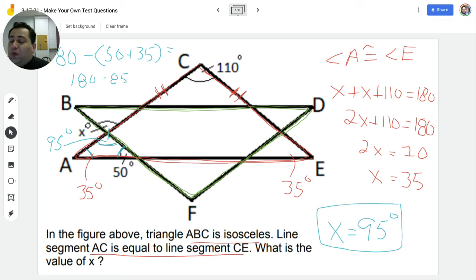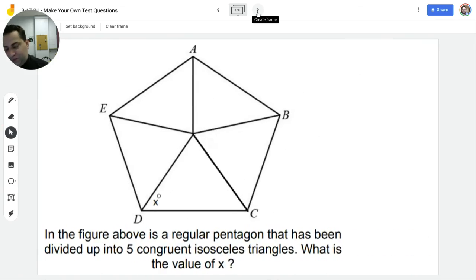All right, there's one more problem on the make your own test question sheet. Let's take a look. So it says here, in the figure above, the figure above is a regular pentagon that has been divided up into 5 congruent isosceles triangles. What is the value of X?